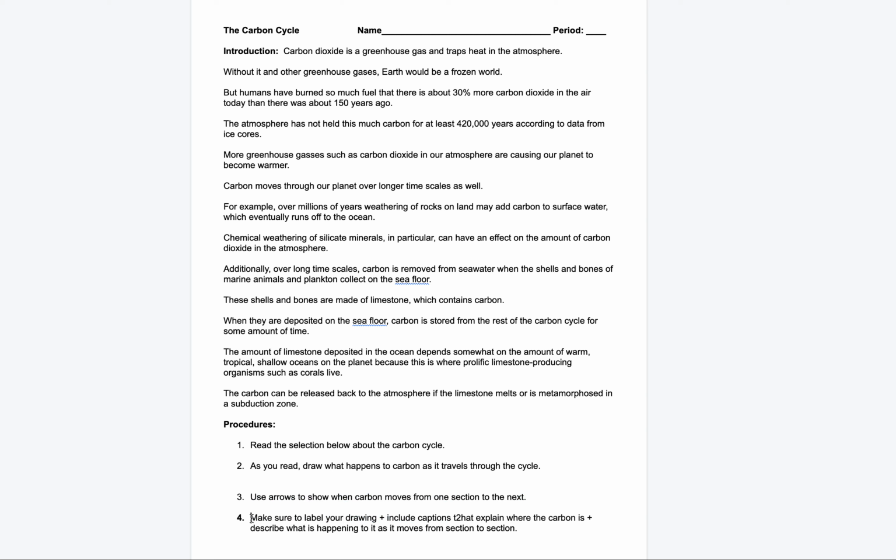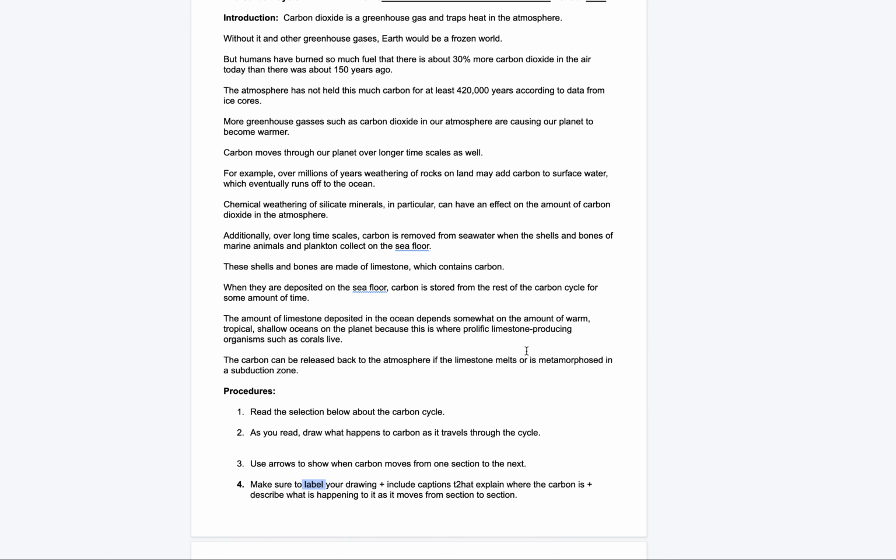I want you to make sure you do that because anybody can just do a squiggle line and I have no idea what that means, and you have no idea what that means. But when you label something, you say, okay, this squiggle thing that I'm drawing is a house. This little animal that looks like a mouse is actually a bear. This little lamp that you're seeing is actually a tree. So you've got to make sure you are labeling every single part of your drawing. And you're going to include captions that explain where the carbon is and describe what is happening to it as it moves.